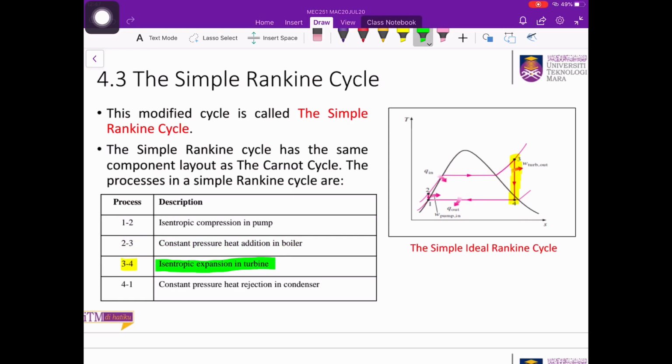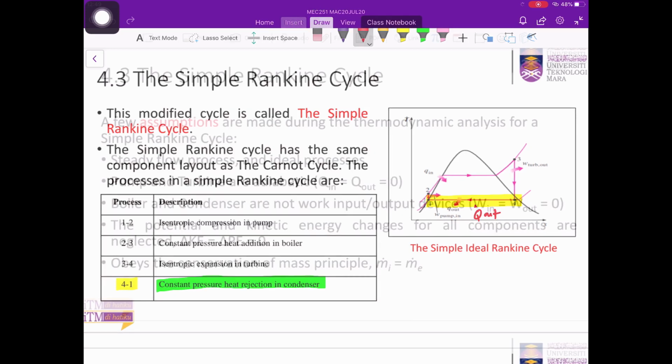For process 3 to 4, we're going to have isentropic expansion in the turbine. For this process, we are going to have the term W.out, while process 4 to 1 is constant pressure heat rejection in the condenser. Therefore, the term Q.out is related to this process.